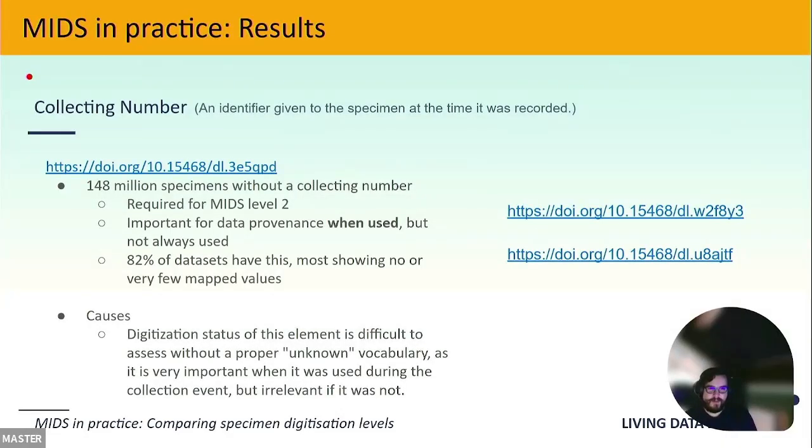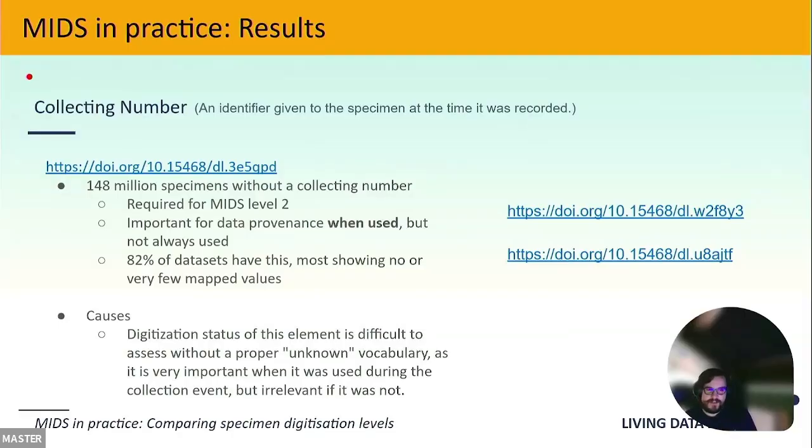Finally, we get the most erratic of these three, collecting number, which is a number assigned to the specimen at the time it was recorded. This is just a string number that is attached to the specimen by the person who collected it, and it can come in all sorts of different forms, but it is very important when it is used, because this is oftentimes used as an identifier for the specimen when referring to it in literature or in sequence databases. But it's not always used.